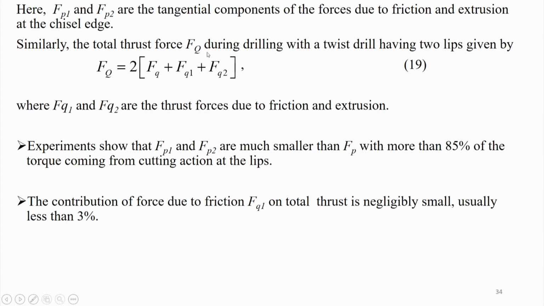Similarly, the total thrust force Fq in drilling with a twist drill having two lips is given by 2Fq plus Fq1 plus Fq2, where Fq1 and Fq2 are the thrust forces due to friction and extrusion, and the first term is due to cutting. Fp1 and Fp2 are much smaller than Fp, with more than 85% of the torque coming from cutting action at the lips.